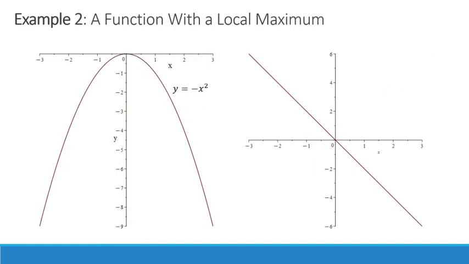This second example is of a local maximum. The graph on the left is y equals minus x squared, and on the right is the graph of its gradient, dy by dx equals minus 2x, which we get by differentiating minus x squared.